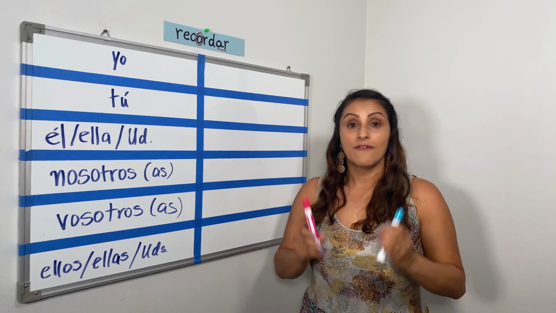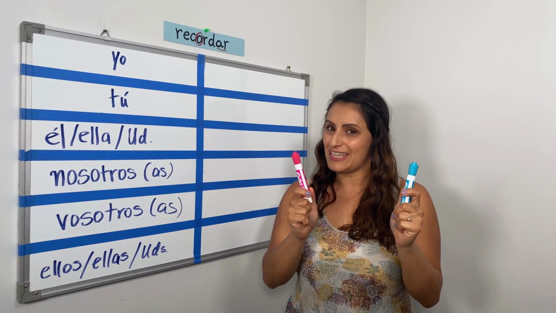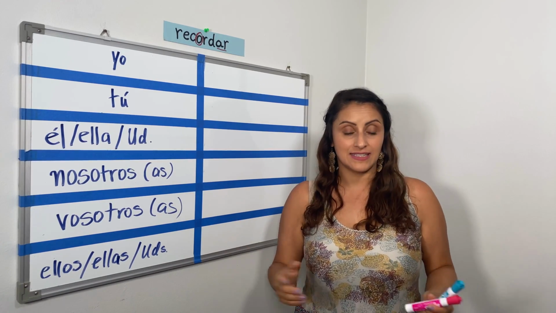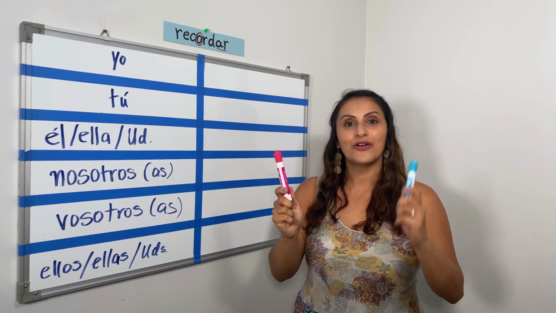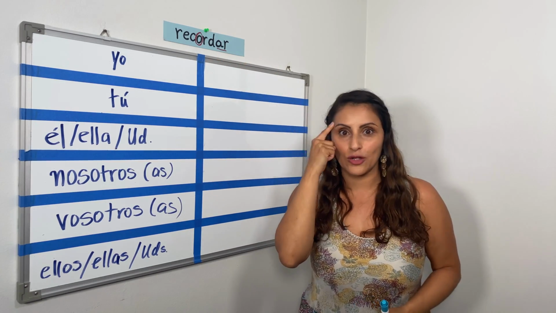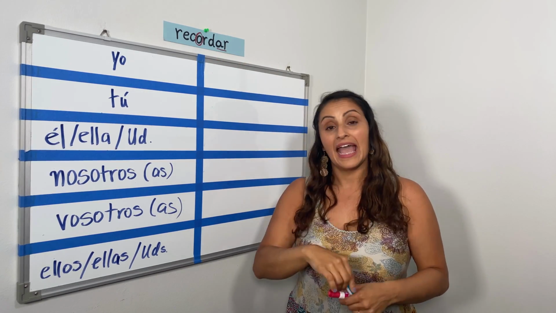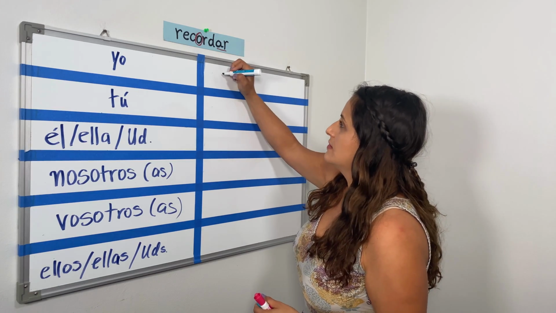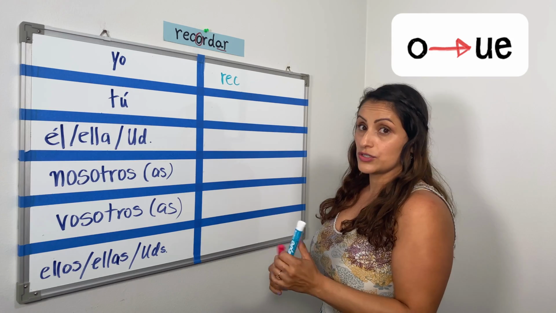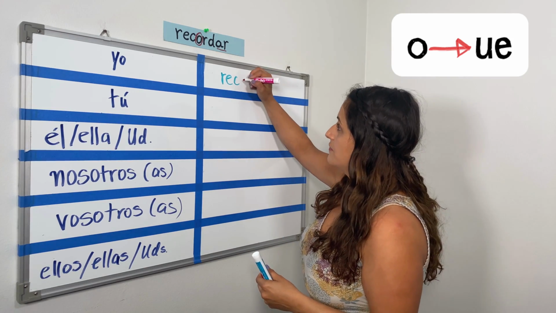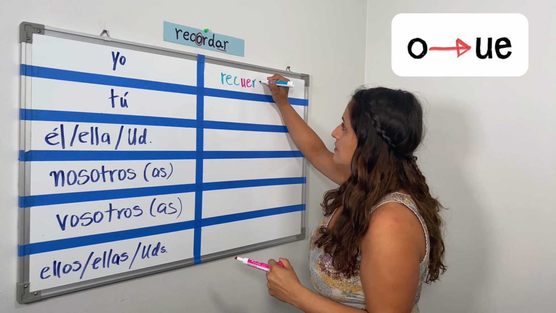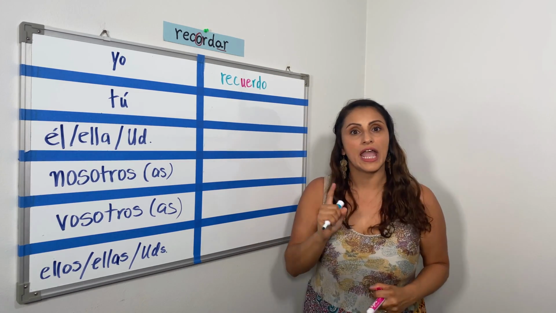Good. Vamos a usar dos colores diferentes para que tú puedas ver la diferencia. Usamos rosado y usamos azul. And now let's look at our verb recordar, to remember. And let's start. Now we got to the O, so we have to change that to UE. And we'll finish it off just like a regular AR verb.